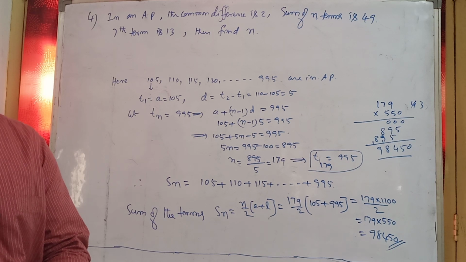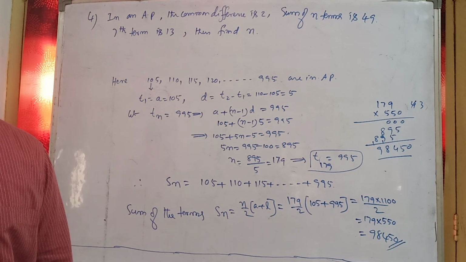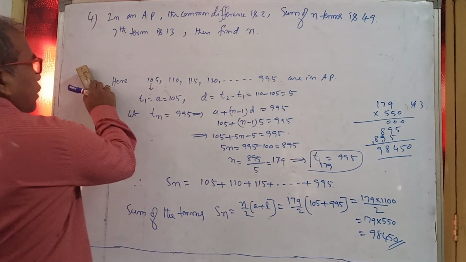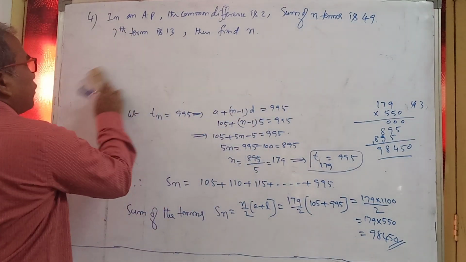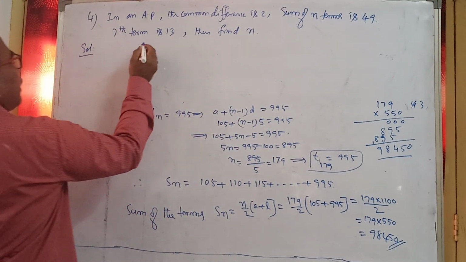In an AP, what is given? Common difference is given. Sum of n terms is given, 49. Seventh term is also given, 13. Then find n. This is the question. See this one, how would we do it? First of all, always write what is given.